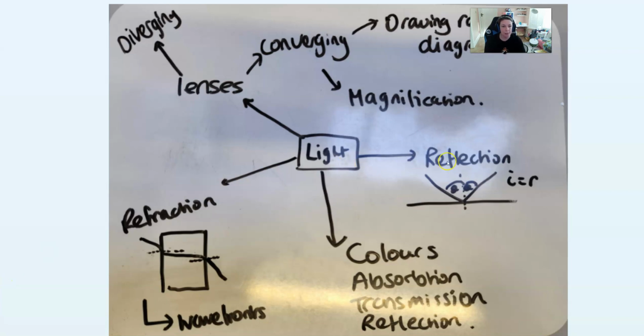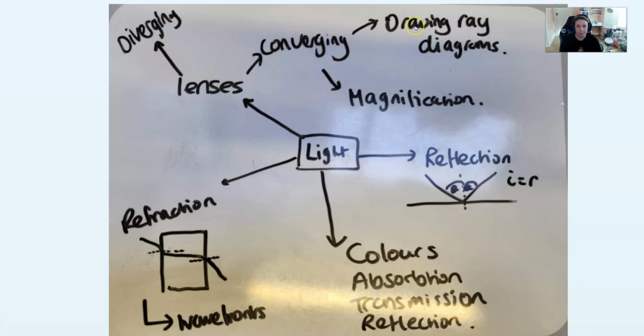So we have reflection, where the incident angle equals the reflected angle. We've got refraction, which is where light bends due to it changing speeds, which links to how the wavefronts look. We then have lenses, which is a type of refraction. Lenses refract light. We have two types of lenses, diverging and converging. For converging lenses, you have to be able to draw a ray diagram, and then you also have to be able to calculate magnification. Then the last part is about colours and absorption, transmission and reflection.